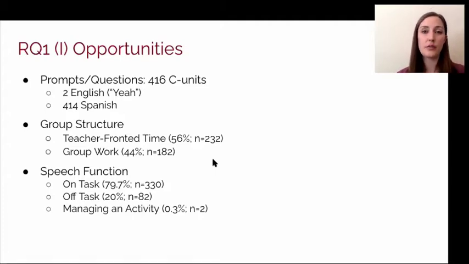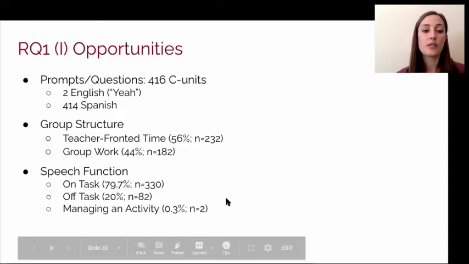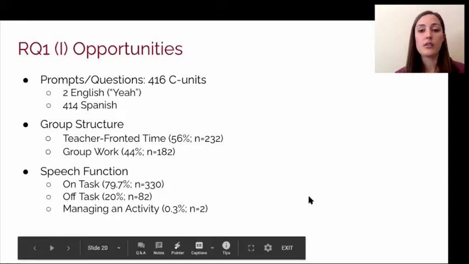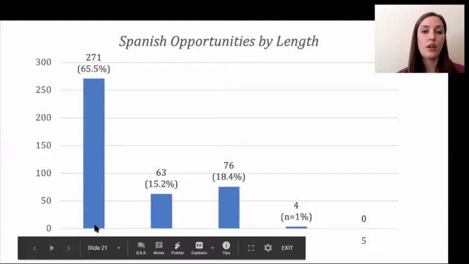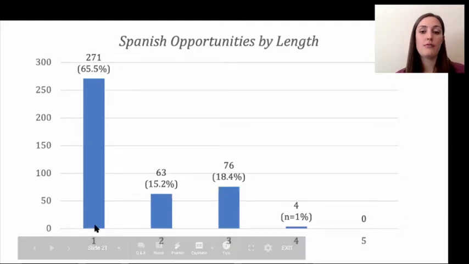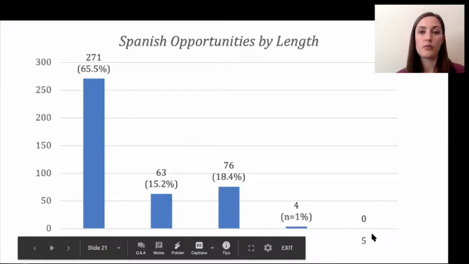More productive for this study is the comparison of on-task versus off-task time, and then also the lengths of opportunities that she was offering to the students. So this chart shows the opportunities that she offered by length. Again, 1 corresponds to an opportunity to answer with a 1-word response, and a 5 would be 4 sentences or more in response.